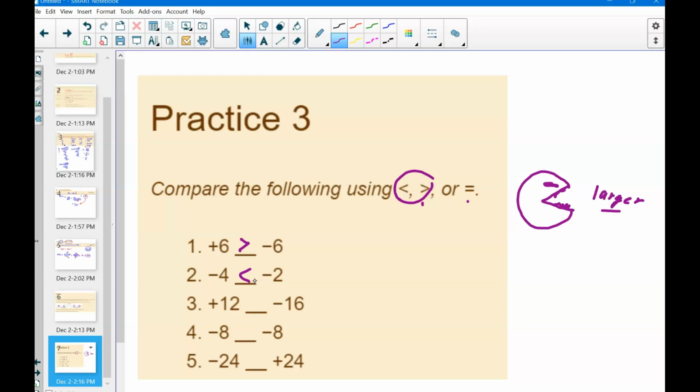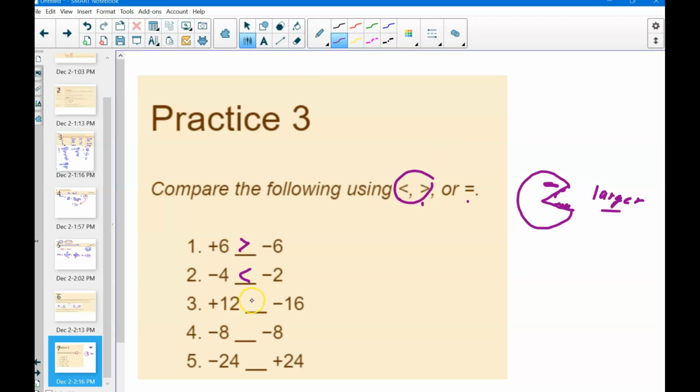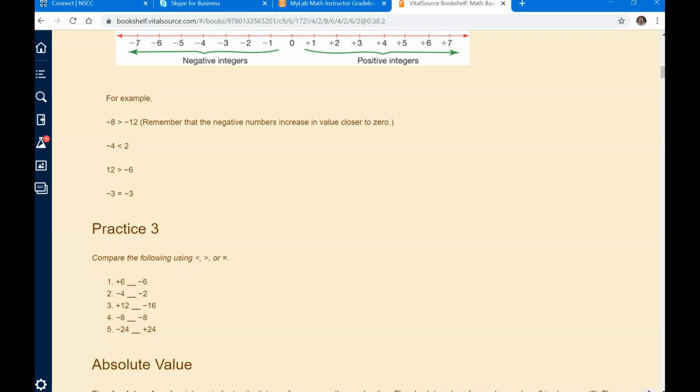Which one's bigger here, 12 or 16? 16. Oops. Go away. 16. Larger. Down here? Equal. How about down here? Tricky. Plus 24, minus 24. All right, so now we got that figured out. That's awesome.